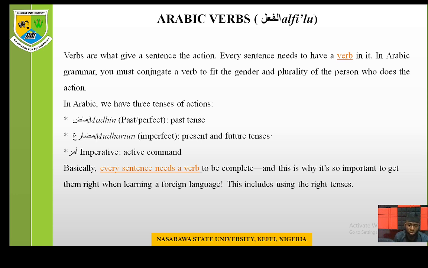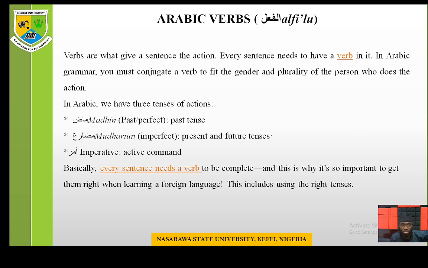Even me, I am pronouncing it as I studied it in our daily teachings, because they used to say there's nobody that can pronounce dod correctly except our Prophet Muhammad sallallahu alaihi wasallam. So in the transliteration, I wanted to transliterate it very well, so I used DH to represent that dod in our transliteration. So fi'il madin, fi'il mudari, and then fi'il amr. Verbs are what give a sentence the action. Every sentence needs to have a verb in it.